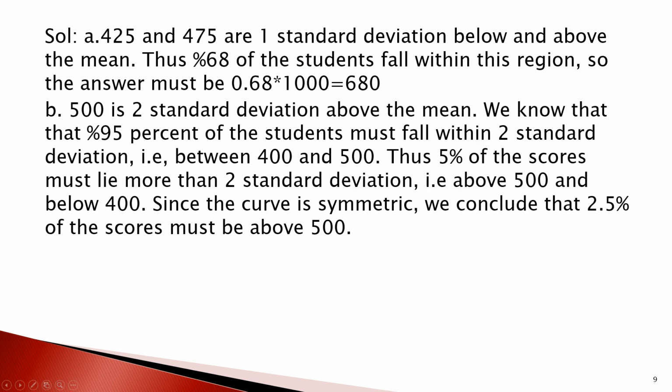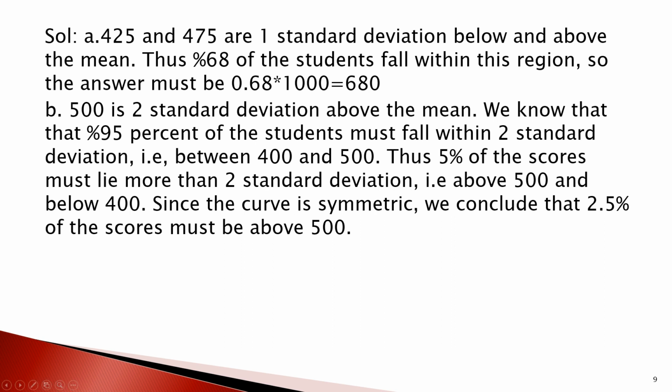So that means, in other words, 95% of the data must fall within two standard deviations. That means it should be between 400 and 500 in terms of grade. Okay, so 5% of the scores must lie more than two standard deviations away. What that means is 5% should be above 500 and below 400. Okay, and since the shape is symmetric, we are gonna share them, right? So 2.5% will be below 400, 2.5% will be above 500.